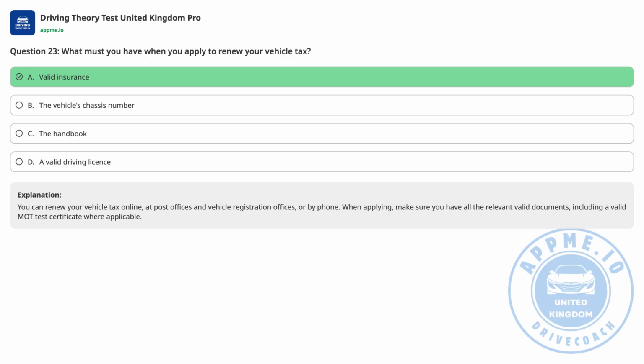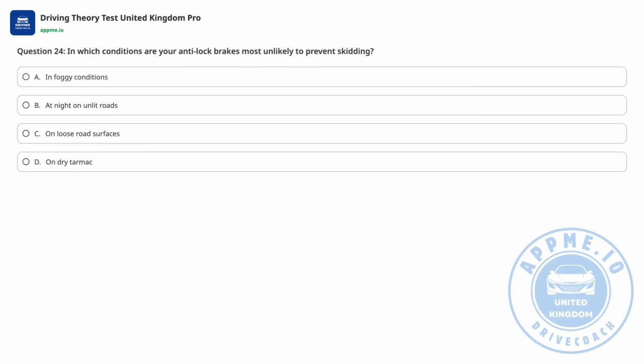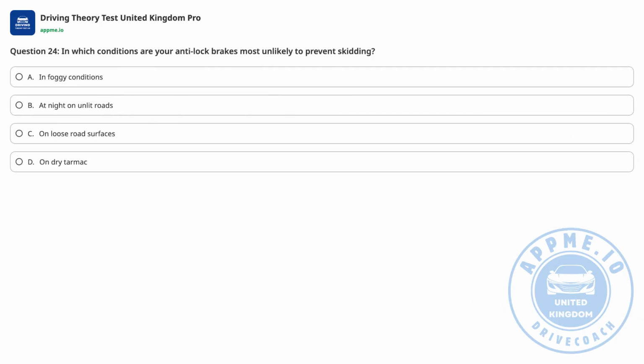The correct answer is A. Question 24. In which conditions are your anti-lock brakes most unlikely to prevent skidding? A. In foggy conditions. B. At night on unlit roads. C. On loose road surfaces. D. On dry tarmac.